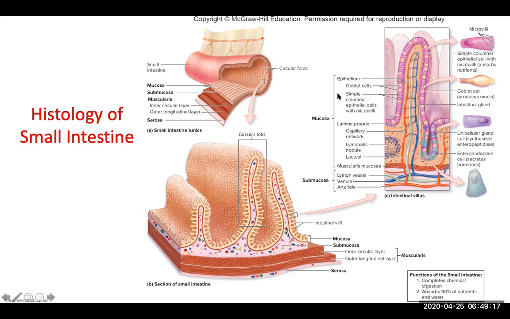You can see in the mucosa layer, you have goblet cells. You also have a capillary network of intestinal arteries and veins reaching up into the villus. You have a lymphatic nodule. The lymphatic nodule helps to defend the body against anything harmful it might have eaten. And then you have a lacteal, which is this structure that goes between the artery and vein. And you also have more lymph vessels and venules and arterioles in the submucosa layer.